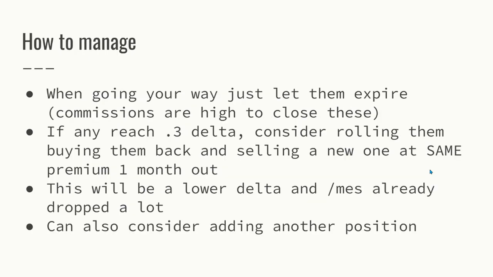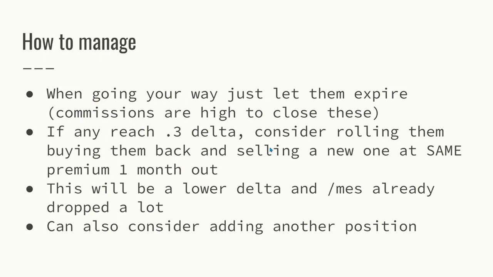How to manage these trades. Let's say it's going your way and MES is pretty much staying where it is. If it goes up or if it goes down a little bit, just let them expire. Those commissions are very high. Now, if any happen to reach all the way up to 0.3 delta, which is very rare because we're starting at 0.03 or so delta, MES would have to drop pretty considerably in the beginning of the trade.